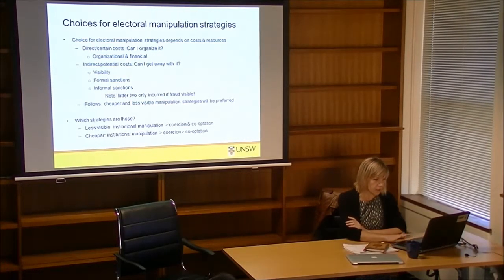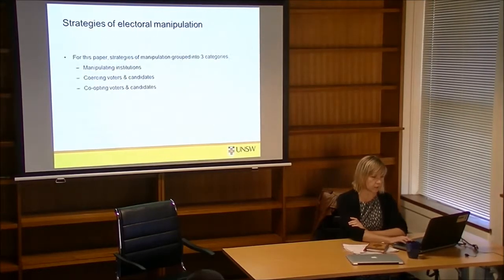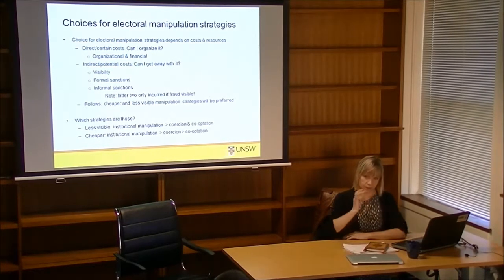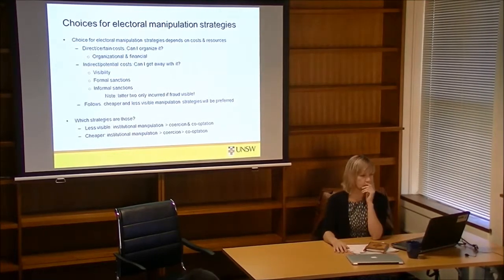So imagine you're an actor, you want to rig the elections. How do you make a choice between those three types? We look at it from the cost perspective. So I want to rig the election. We make that assumption, and we make the assumption that all types of manipulation are equally effective. This is just so that we can look at the costs.